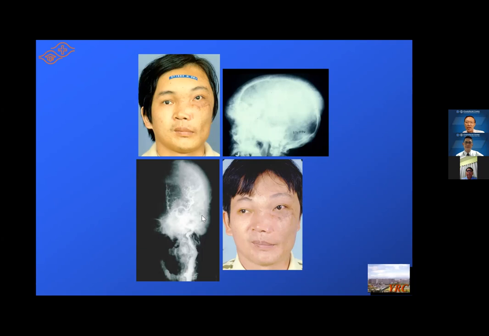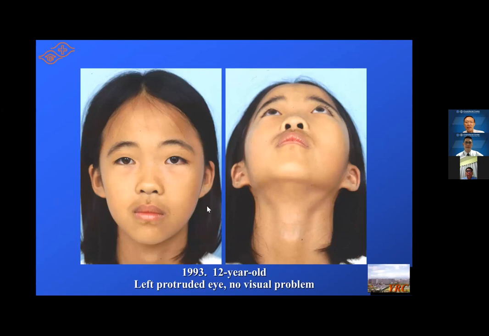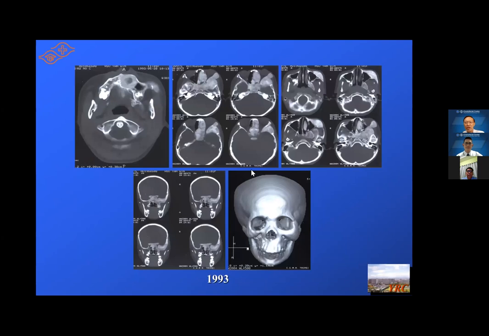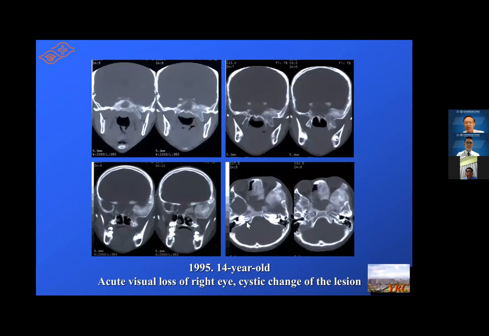And this is the girl that I showed you at the age of 12, and the CT shows sphenoid optic area involvement, but this is 1993, and 2 years after, she came back with blindness in the normal eye, the right eye. This is because of cystic degeneration of the sphenoid fibrous dysplasia, as you can see here. If I show you this here, comparing to before, this is a cystic degeneration that compressed not down the diseased side, but the normal side. So that caused the normal side eye blindness.